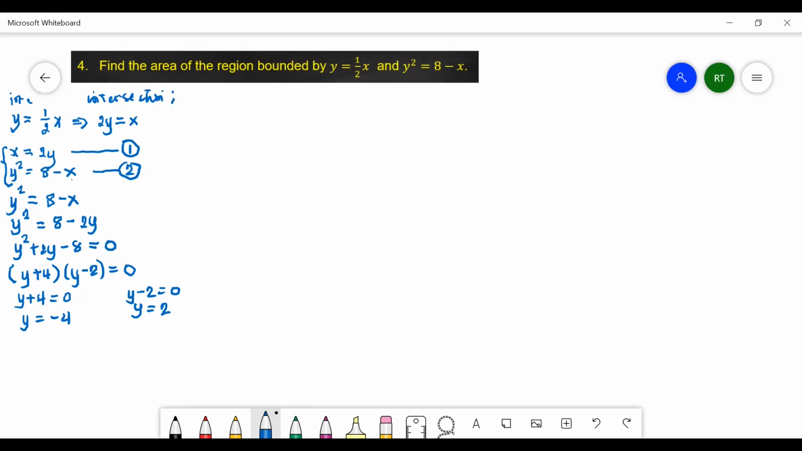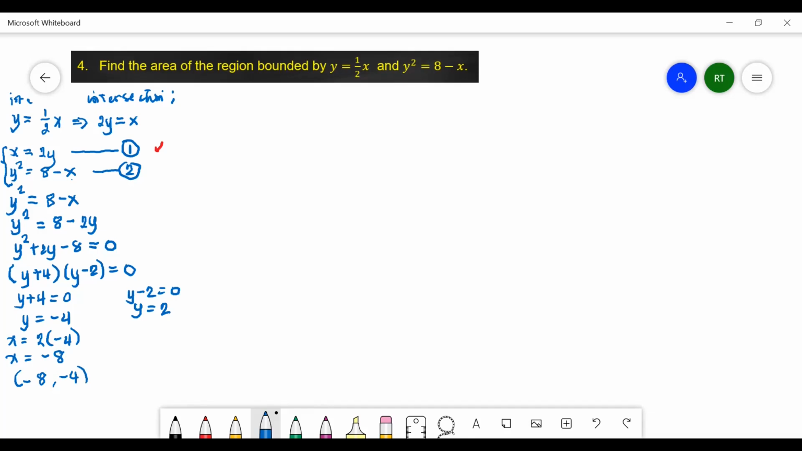Okay, so how do we get the corresponding values of x? We can actually consider the first equation. Since x is equal to 2y, if y is equal to -4, then x is equal to 2 times -4, which will give us x is equal to -8. Therefore, we have a point of intersection at (-8, -4).